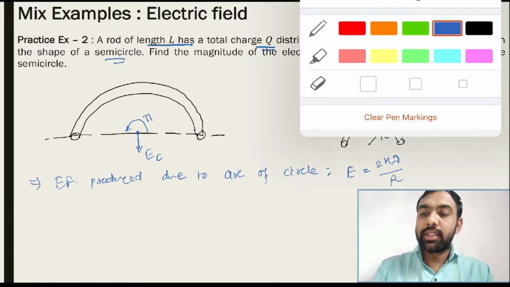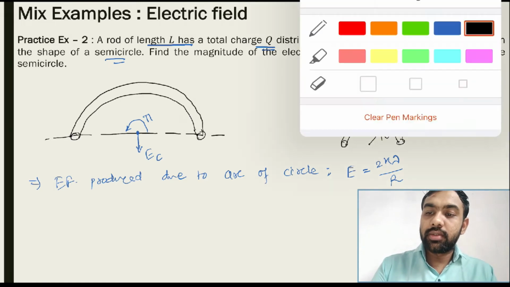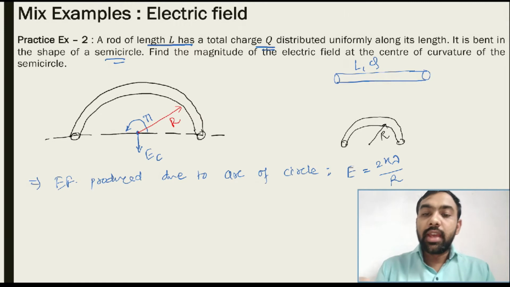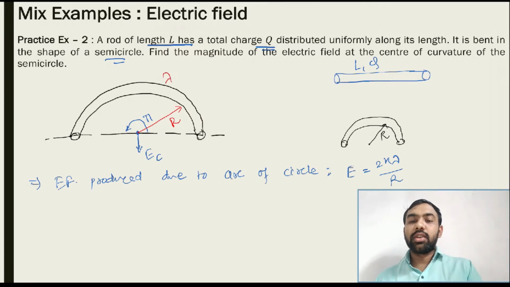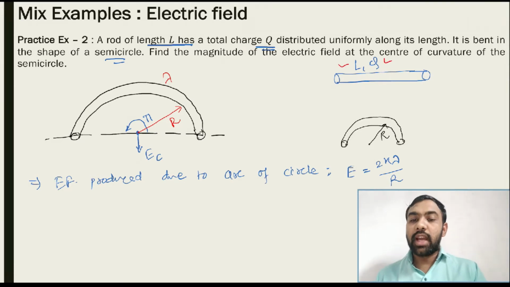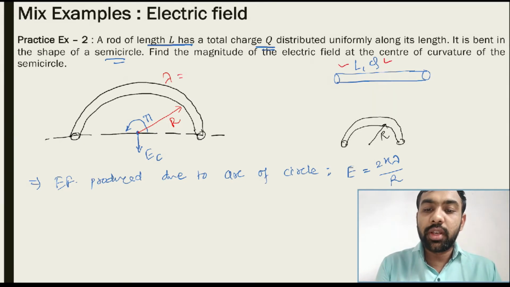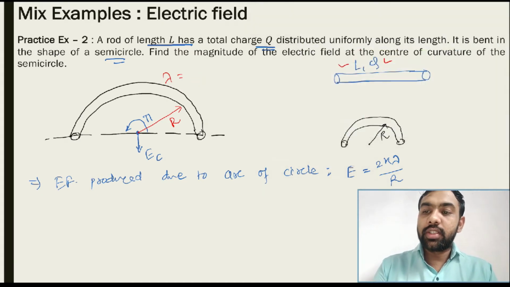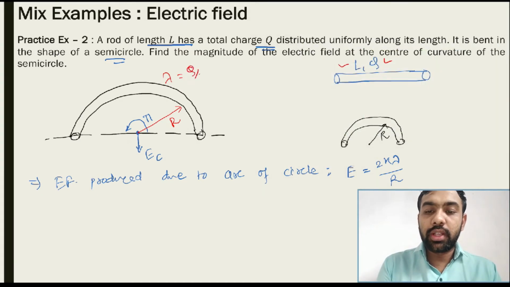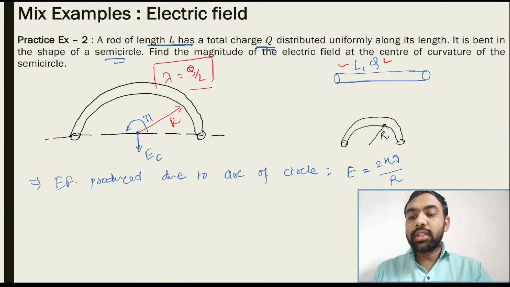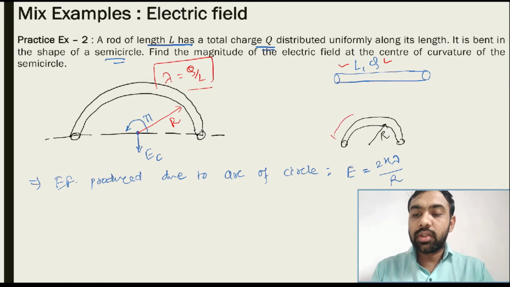Let's consider some data. The radius of the semicircle is r, and the charge density is lambda. What is charge density? See, L is the length, Q is the charge. So charge density is simply Q upon L. So the first data is known. Now what is the radius? The length of this rod is L and the length of this semicircle is what?